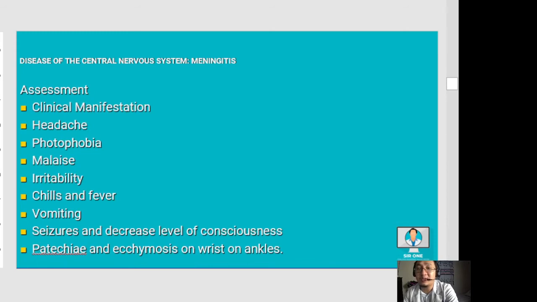Just additional signs and symptoms. We have headache, photophobia, body malaise, irritability, chills and fever, vomiting, seizures, or decrease in level of consciousness, or LOC. Petechiae and ecchymosis on wrists or ankles, just like what I've said. This is the site of the rashes or your petechiae. It's usually found in the extremities, and it's one of the pathognomonic signs.